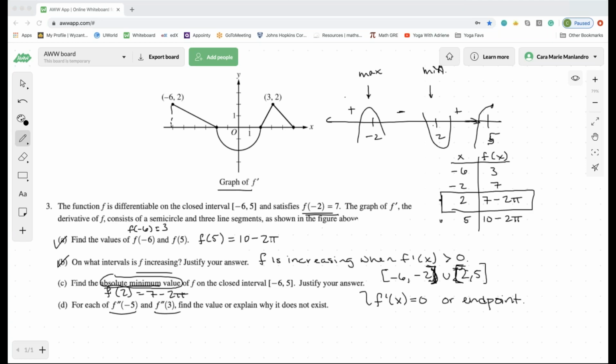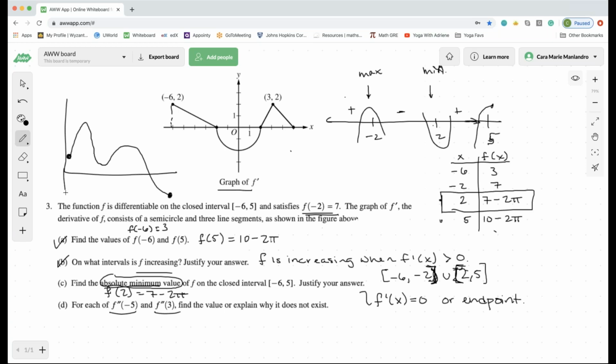Lily asked if 2 is the only point where the function goes from negative to positive, can't we assume it's the only minimum and therefore the absolute minimum? No. You must check the endpoints on a closed interval. Let's say that I have a function that looks like this. And then down here, it's closed.